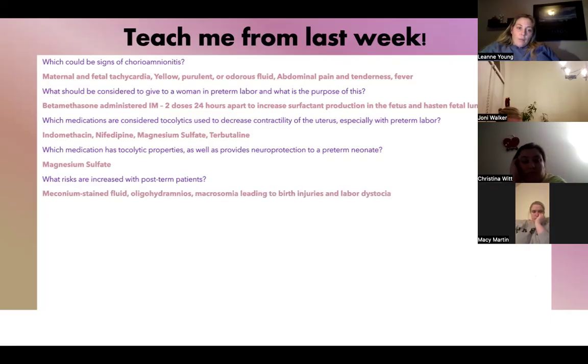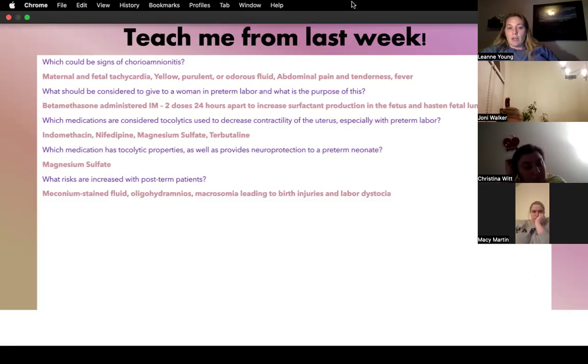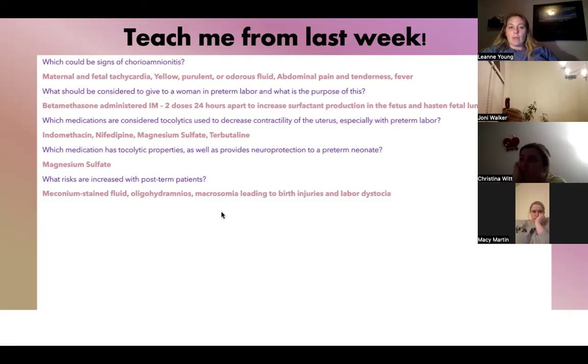So, meconium stained fluid is something that we are also at a high risk for with post-term patients, with post-dates patients. Oligohydramnios, because mom is not going to be producing as much amniotic fluid as quickly this far into pregnancy. Macrosomia leading to birth injuries and labor dystocia.